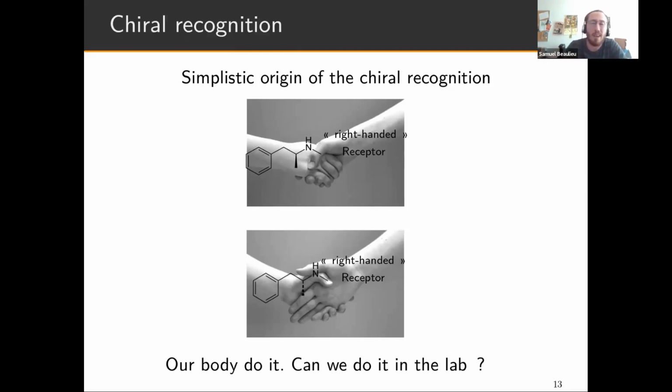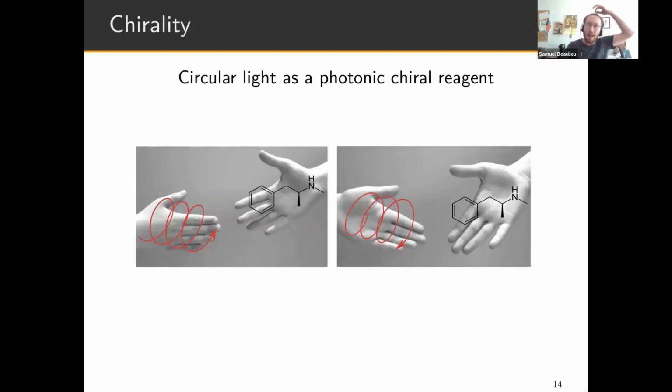However, tasting some molecule and waiting to see the effect on our body is not the perfect way to discriminate between two chiral molecules. So maybe as physicists, we would like to find a more efficient way to do this in the lab. As seen before, a chiral molecule interacts differently when it interacts with another chiral object. And one of the chiral objects that we are aware of as optical physicists is circularly polarized light.